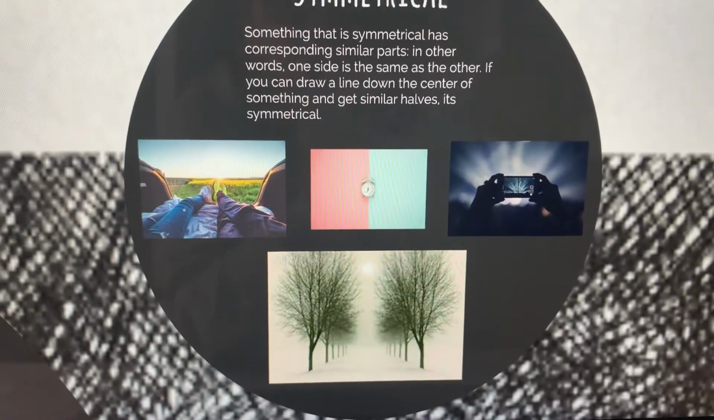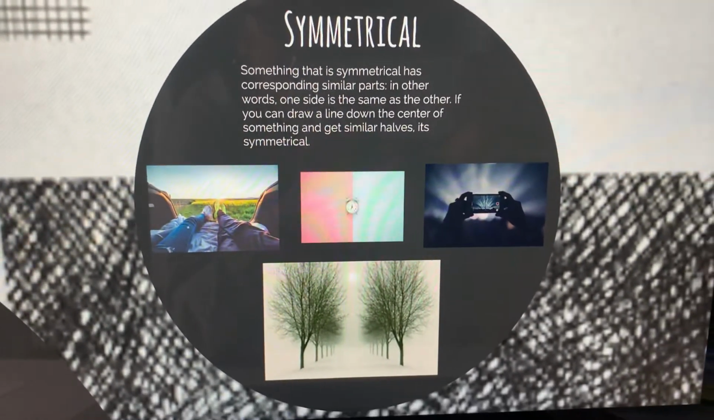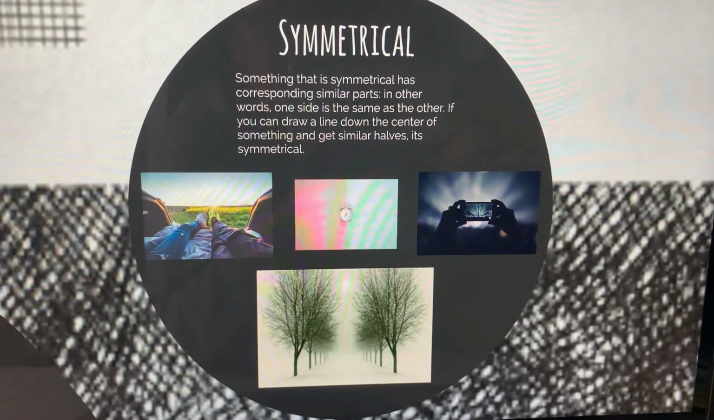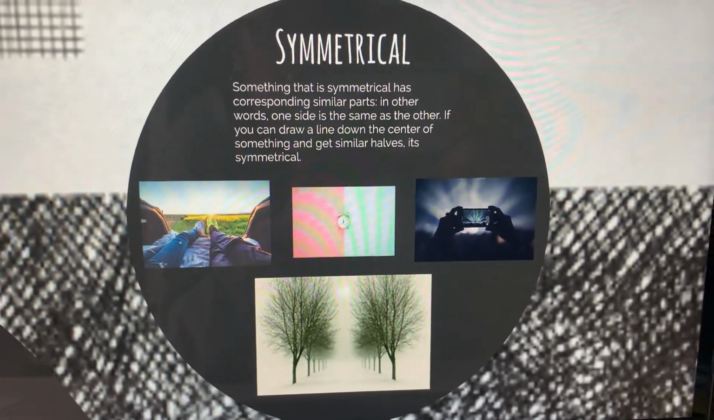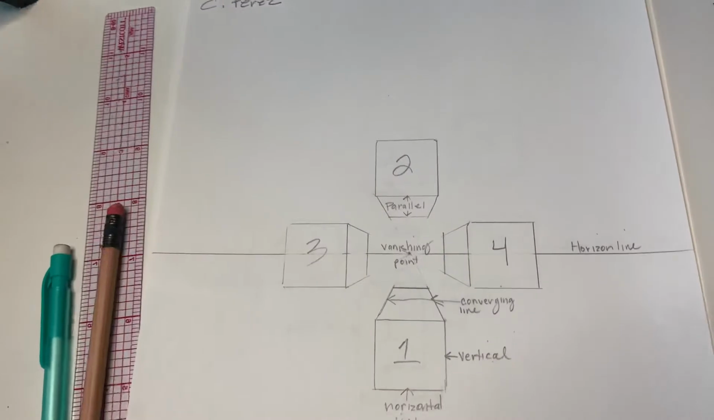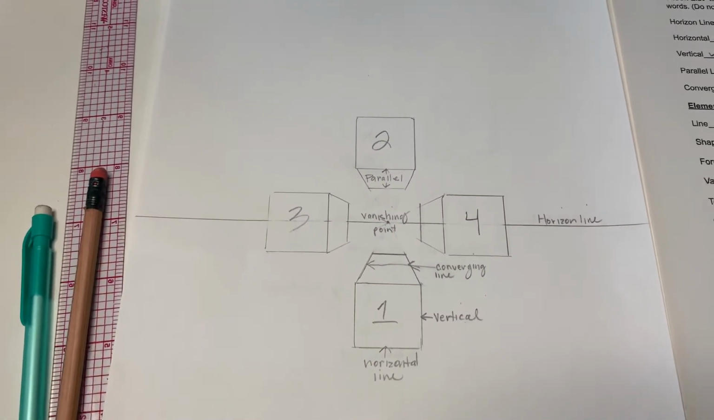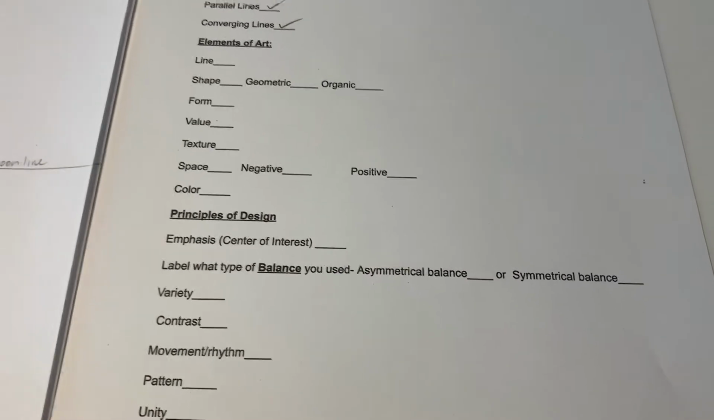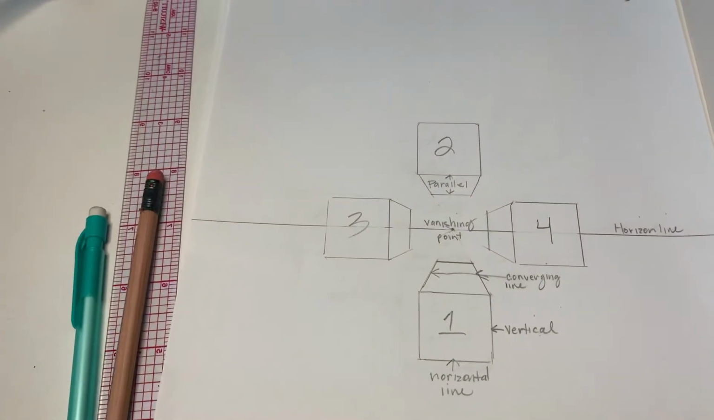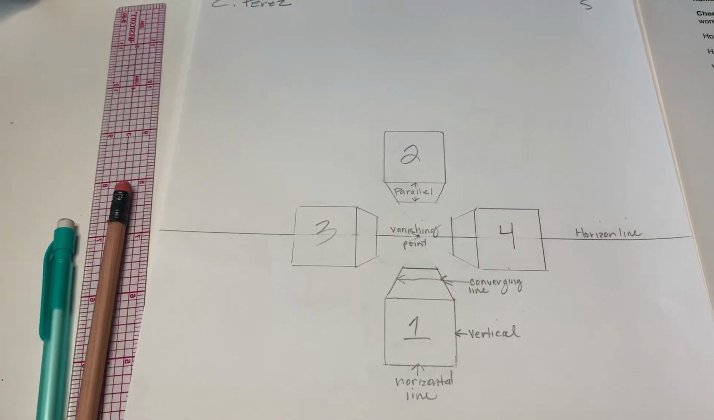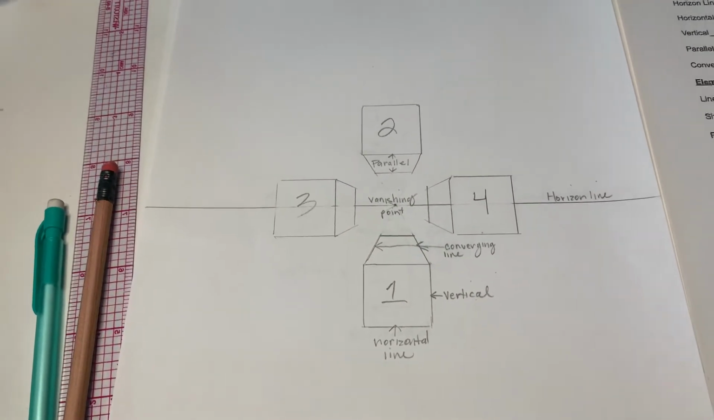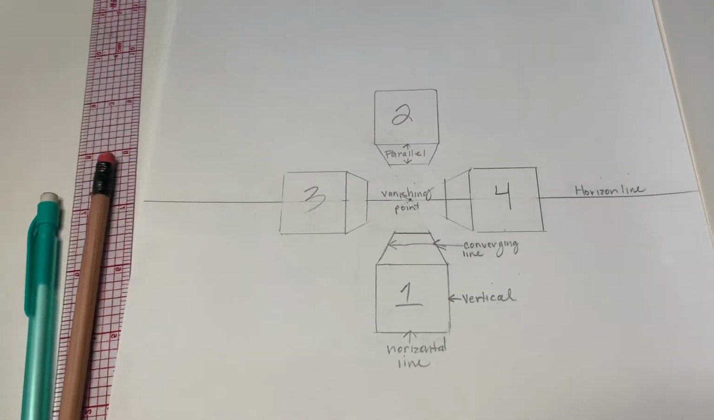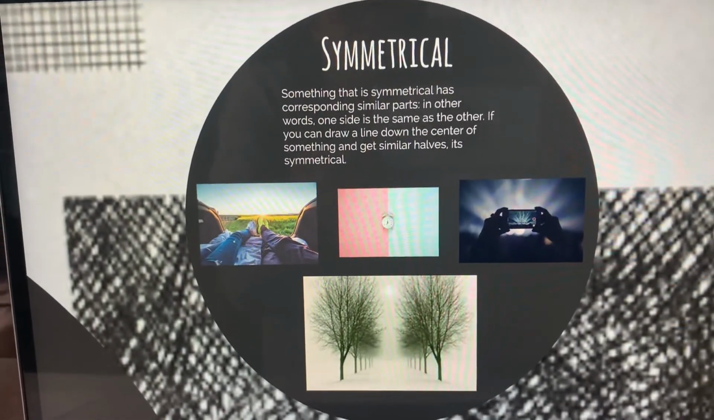If I click on symmetrical here, you can see all of these examples of art are based on using symmetrical balance. If we look at our picture so far, that's an example of symmetrical balance. You can see on your checklist, I'm asking you to label what type of balance you used. We're not finished with this, so we're not gonna label anything. But if this is all you did, then you would simply say that this is an example of symmetrical balance. And you can see other examples here.